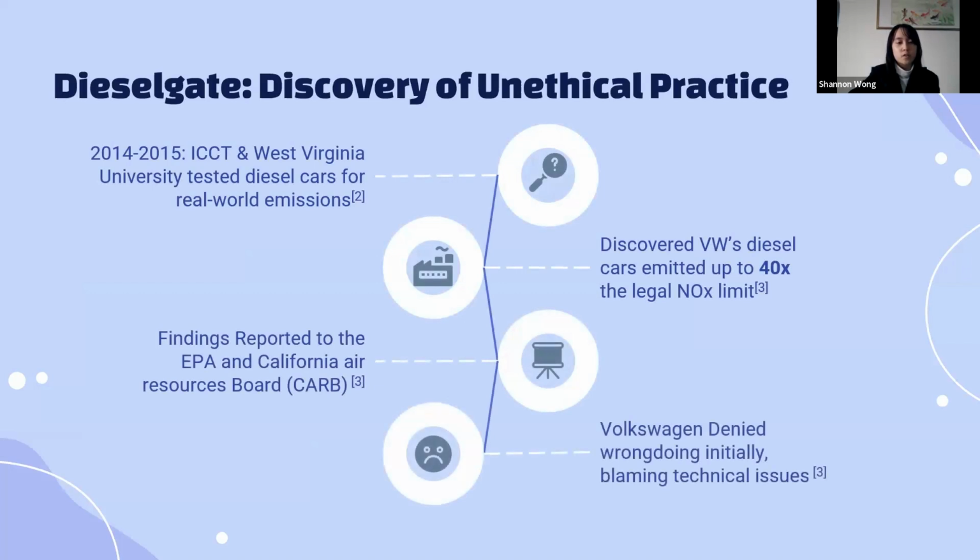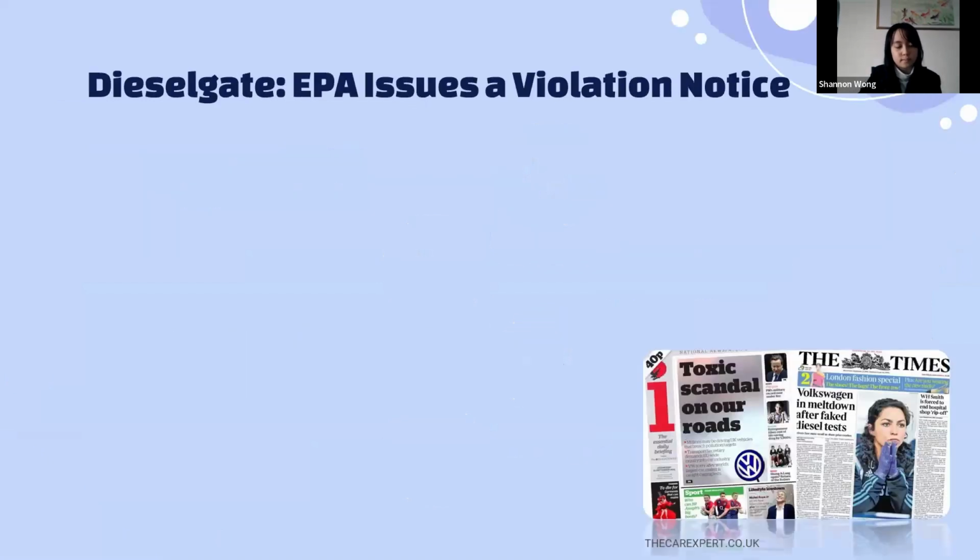Dieselgate was first uncovered between 2014 and 2015 when the International Council on Clean Transportation partnered with West Virginia University to test real-world emissions of diesel cars. This study discovered that Volkswagen diesel engines emit up to 40 times the allowed limit of pollutant nitrogen oxides. Their findings were reported to the U.S. Environmental Protection Agency, EPA, and the California Air Resources Board. Volkswagen initially denied wrongdoing, blaming technical issues, but they subsequently admitted to cheating.